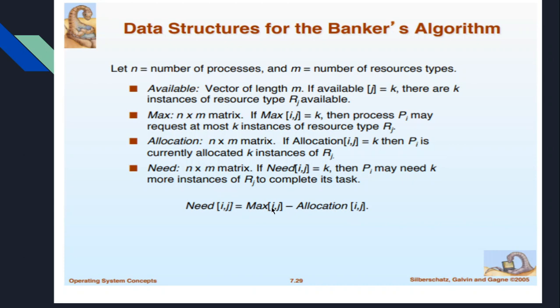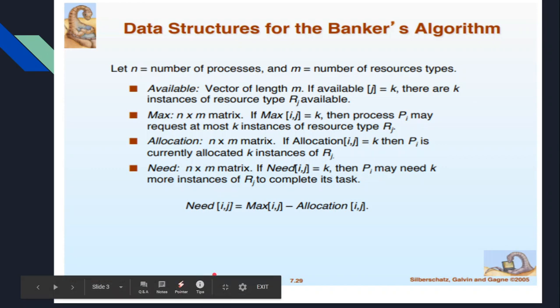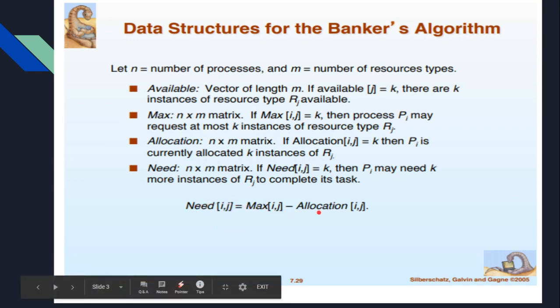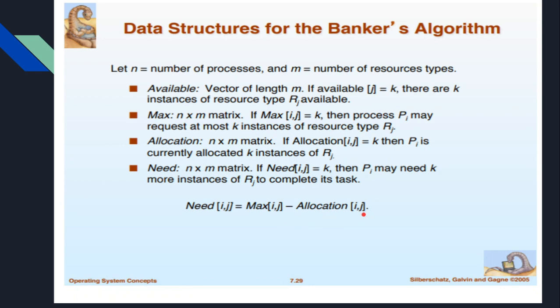Max is the maximum resources a process needs, Allocation is what is already allocated to the existing process, and Need is what is needed more. So the maximum needed for a particular process, minus how much is already allocated, will be the remaining, which is the need in the future. So that is the formula: Need[i][j] is equal to Max[i][j] minus Allocation[i][j].